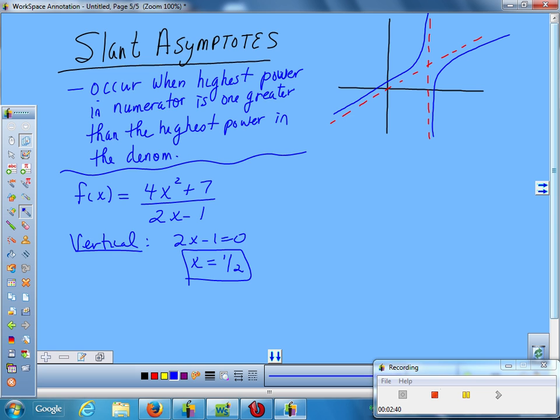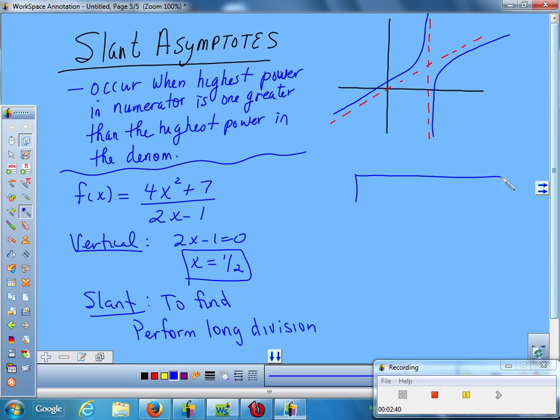You're going to love this so much. To find a slant, you get to perform long division. You remember doing long division? The only part of math I hate. Okay, now the good news is you only have to do the first two steps of the long division and then you'll be done. You don't have to do it out to the very end. I'll show you why here in a moment.